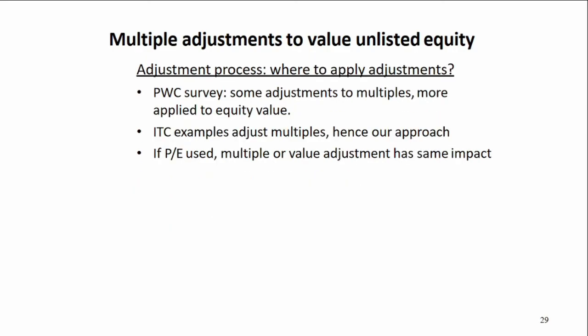So now that we have looked at all of the adjustments, where should these adjustments be made? So different sources will make the adjustments in different places. Some will adjust in the final equity value, where the other sources will adjust in the multiple. If we look at the PwC survey, some of the adjustments we discussed are made to the multiples, whereas most of them are applied to the equity value. If we look at the ITC examples, they adjust the multiples. So this is the approach we have taken in the TUT. If we are using the PE valuation method, whether the adjustment is made in the multiple or the final equity value, it should have the same impact if it is quantified accurately.